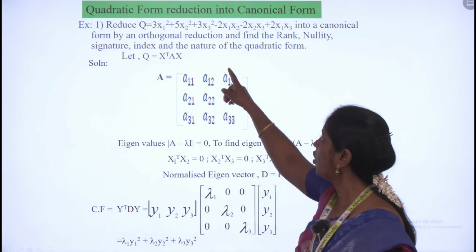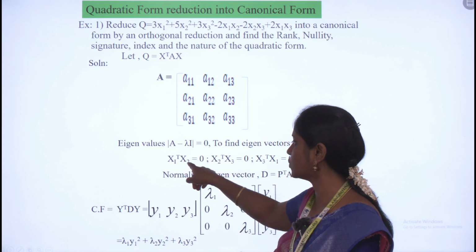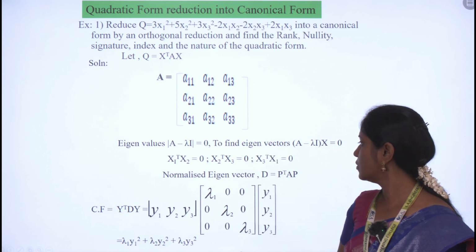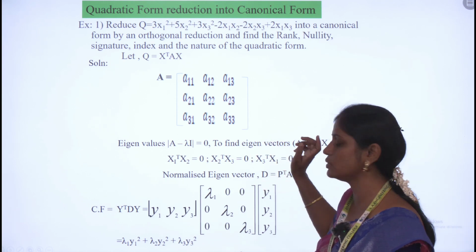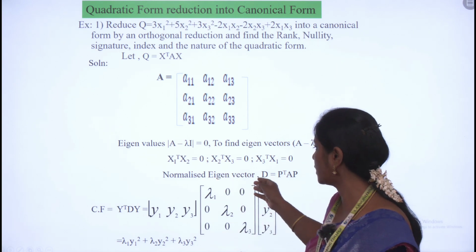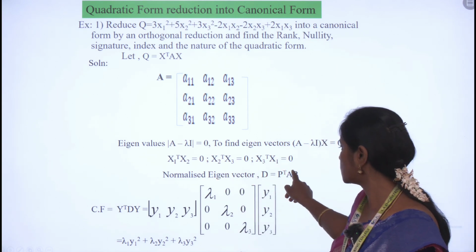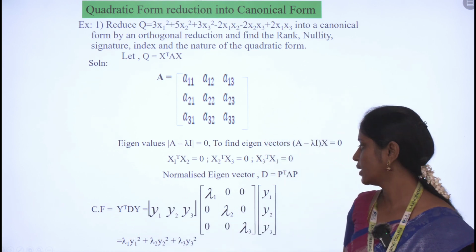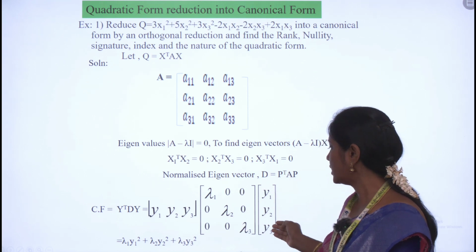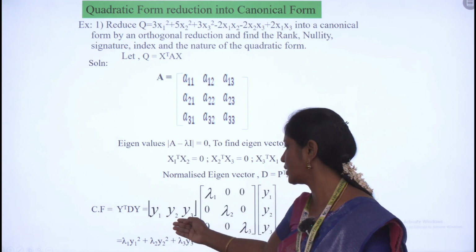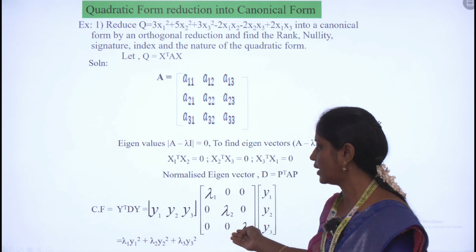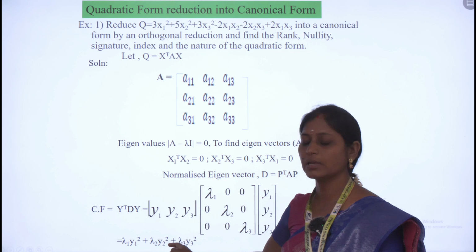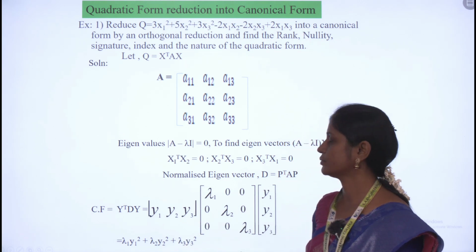Next we will check for orthogonality: X1 transpose X2 should be equal to 0, X2 transpose X3 equal to 0, and X3 transpose X1 equal to 0. Next we go for the normalized eigenvectors, D equal to P transpose A P, and next we will find the canonical form Y transpose D Y, where Y is a column matrix, Y transpose is the row matrix, and D is the diagonal matrix. So we will get the form lambda 1 Y1 square plus lambda 2 Y2 square plus lambda 3 Y3 square.